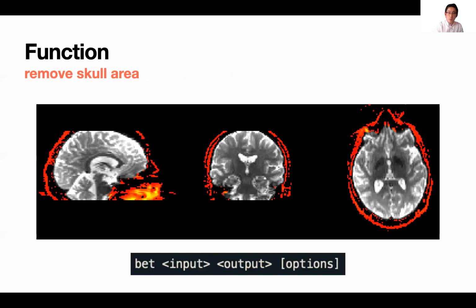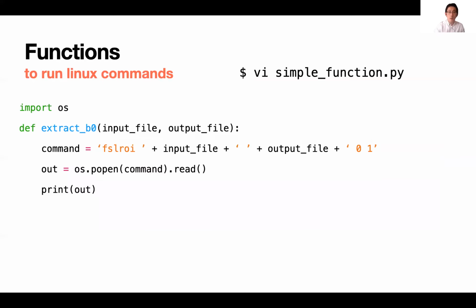And for those who don't know what BET is, BET takes an input of a non-brain-extracted image, the raw image, and outputs images without the skull. Okay, there are a bunch of options, but we're not going to think about that today. Okay, let's create a pipeline, this time in vi as a script.